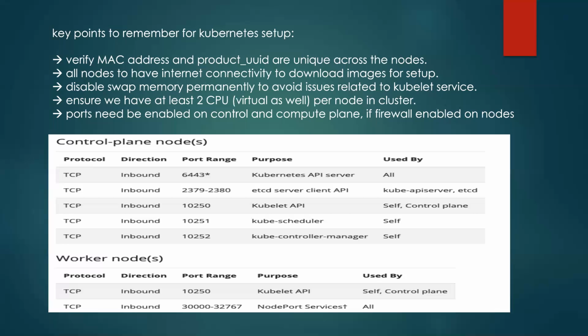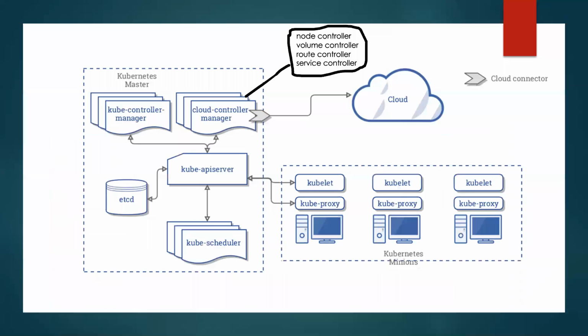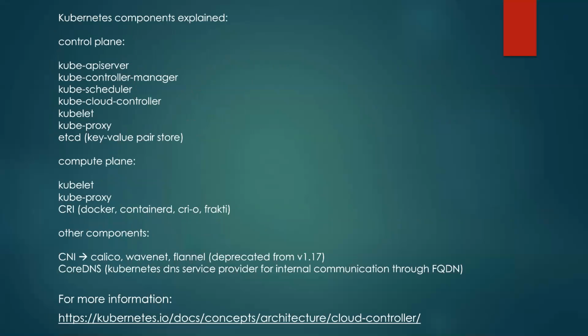So these are the port numbers which you have to use beyond the firewall on all the nodes, on the control plane and the compute plane. So this is all about the introduction related to your Kubernetes setup and the architecture. So let us jump into the practical session, like how to set up a Kubernetes cluster using minikube and kubeadm.